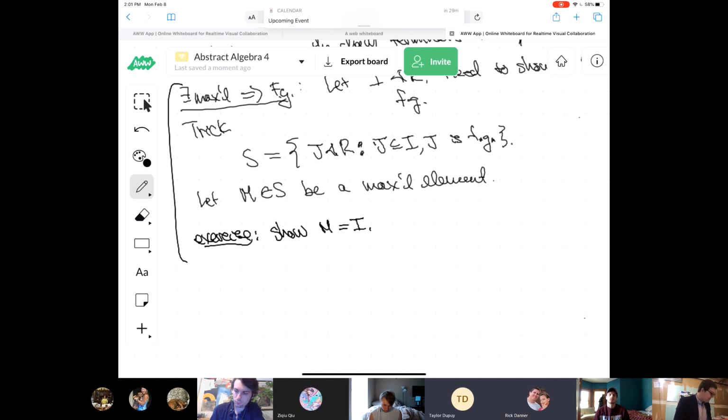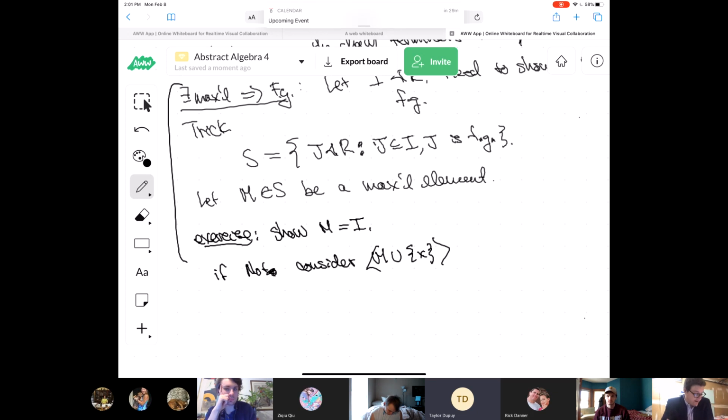Or no, actually, so if not, consider M union some element X, or the span of this, I guess. Here X is in I set minus M. Then this will be a finitely generated ideal contained in I, and once you throw in that extra element, that'll give you a contradiction. So the idea is to show that M is equal to I.